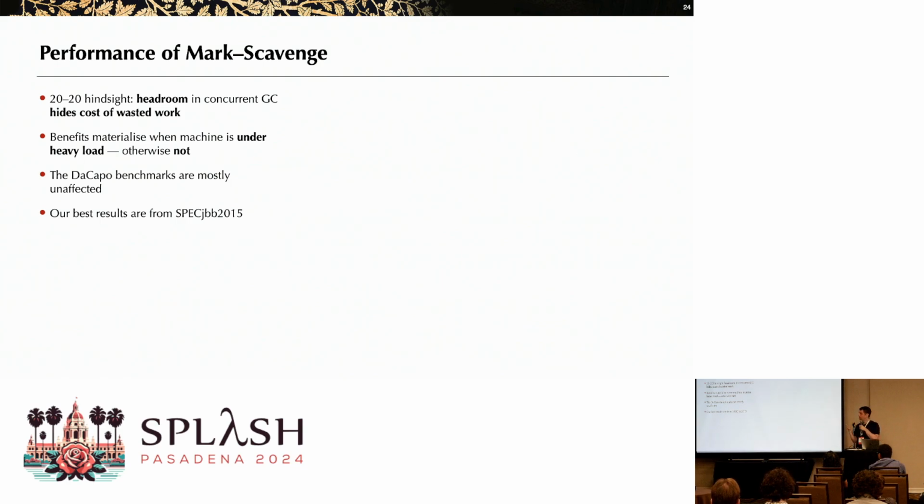Therefore, the DaCapo benchmark suite, those benchmarks are mostly unaffected, as most of them do not stress the machine. But we have one benchmark that can stress the machine, which is SPECjbb 2015, which simulates a global web store, etc. But the most important thing is that it managed to stress the machine, and we really care about the results from that.